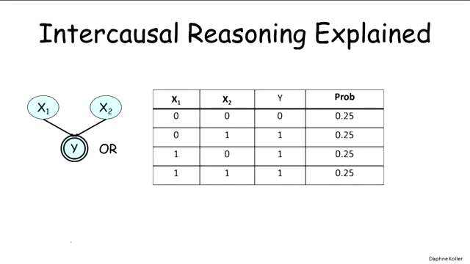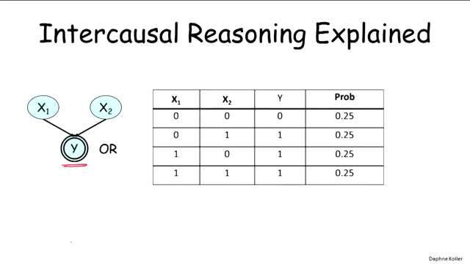Here we have two random variables, x1 and x2. We're going to assume that they're distributed uniformly, so each of them is 1 with probability 50% and 0 with probability 50%. And we have one joint effect, which is simply the deterministic OR of those two parents. And in general, when we have a deterministic variable, we're going to denote it with these double lines.